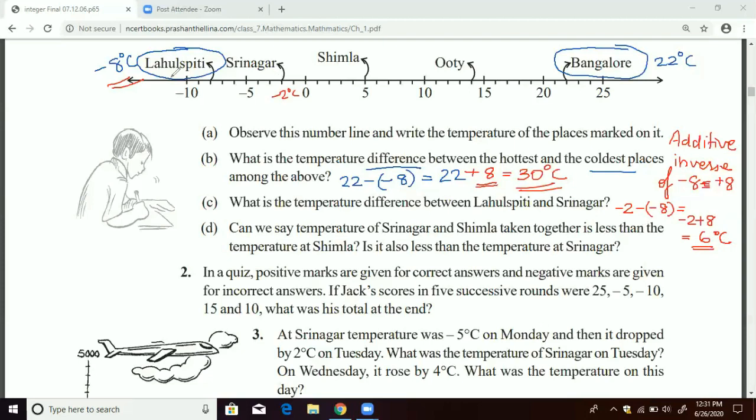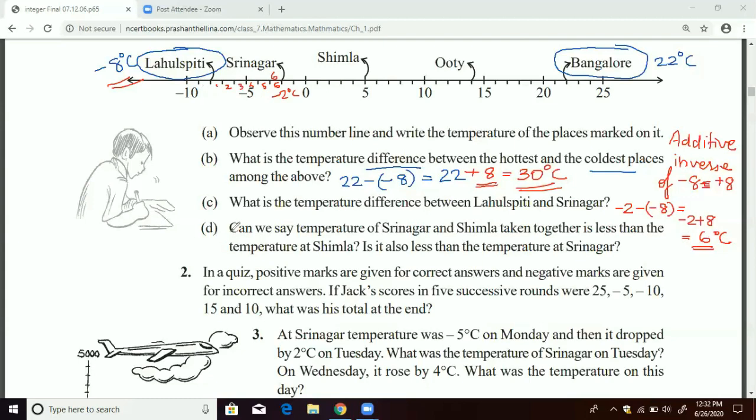So you can see from Lahul Spiti to Srinagar, what is the difference? We can count the temperature from Lahul Spiti as 1, 2, 3, 4, 5, 6. So 6 is the temperature difference between Lahul Spiti and Srinagar. The same we have found out by calculating this. Question D.